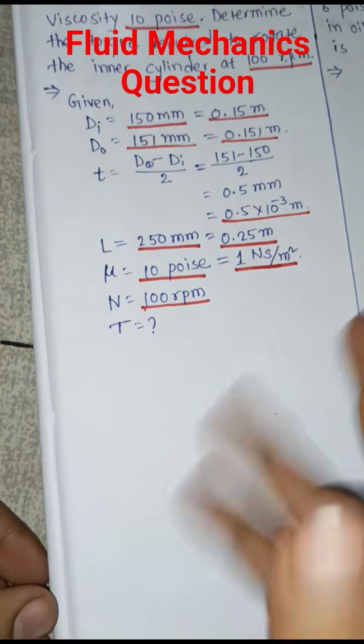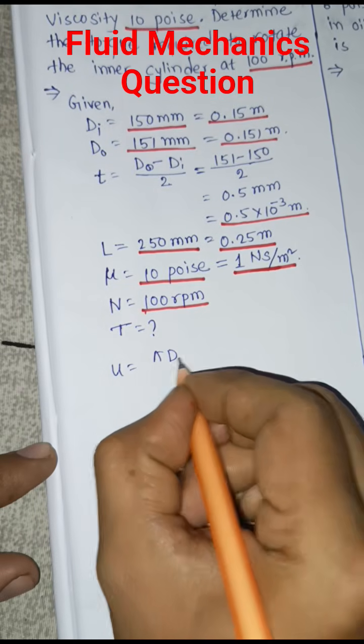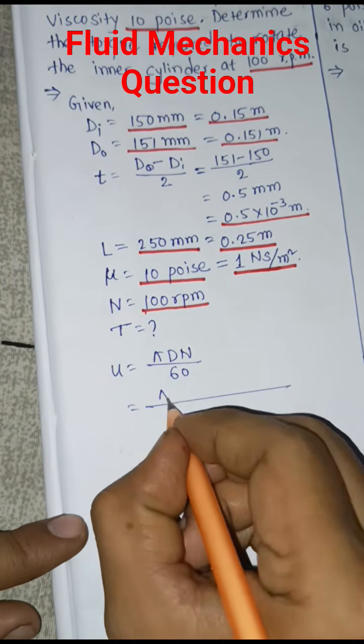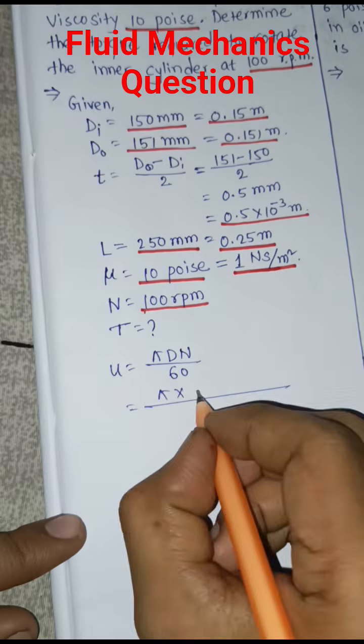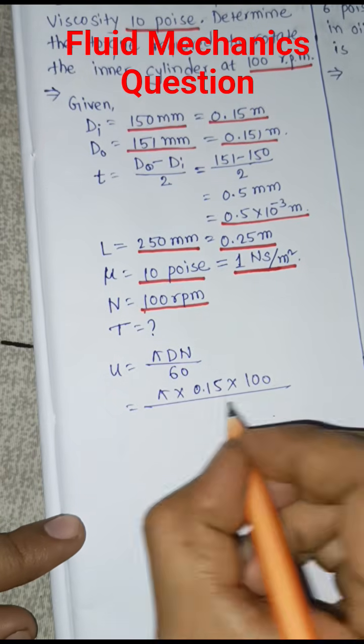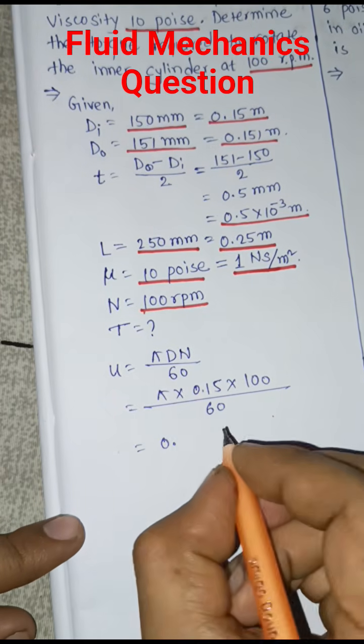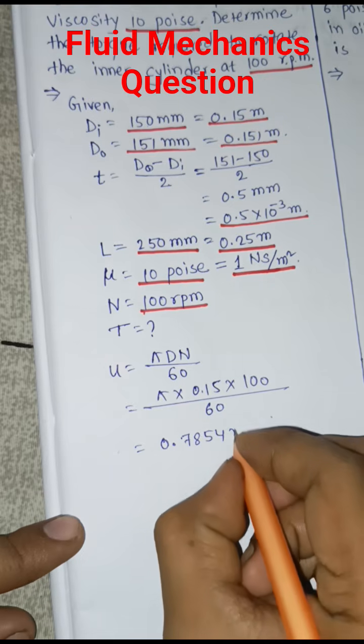First you have to find out the value of U. U is equal to pi D N by 60. So pi, what is the value of D? That is 0.15. What is the value of N? That is 100 by 60. If you calculate this, the value will be 0.7854 meter per second.